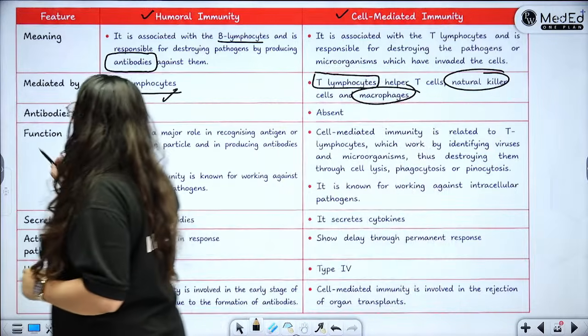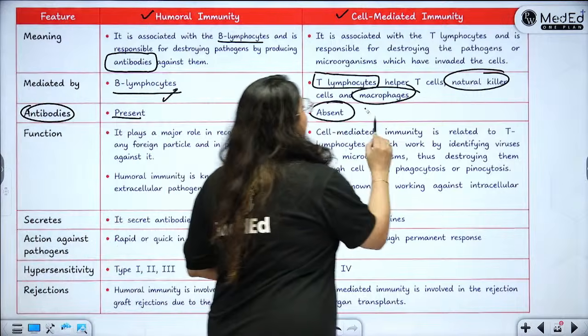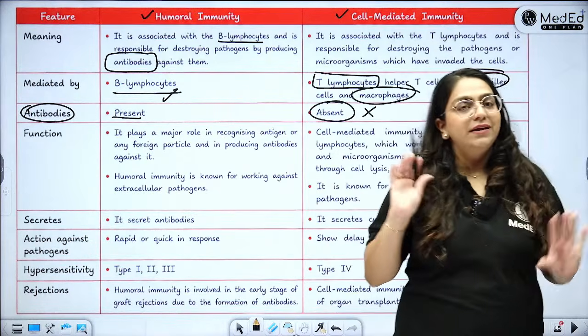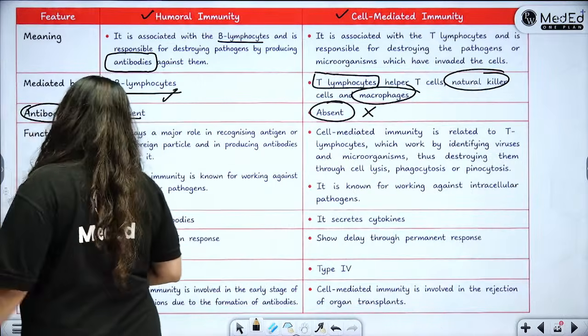In which are antibodies involved? Antibodies are involved in the humoral immunity and they are absolutely not involved in your cell-mediated immunity. Cell-mediated immunity is totally cell mediated. There cells are working.